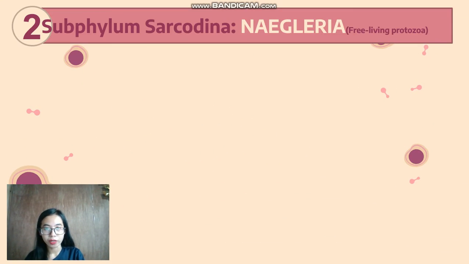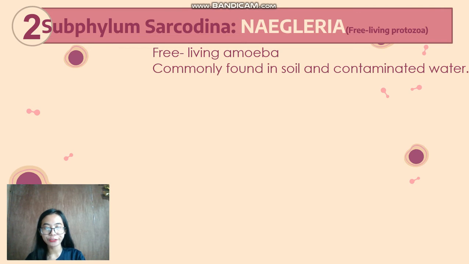Next is the subphylum Sarcodina, specifically the Naegleria. Similar to Acanthamoeba, it is also classified as a free-living amoeba. It only differs from Acanthamoeba because it can survive in thermal spring water or hot water. Acanthamoeba survives in cold water while Naegleria survives in hot water. It is commonly found in soil and contaminated water.